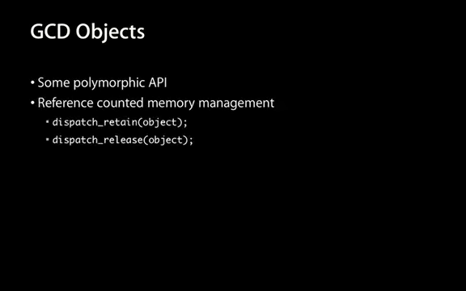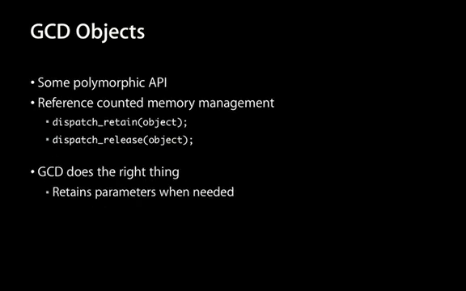All right, so GCD objects. Let's talk about some shared concepts. We have some basic polymorphic API among our types. For example, dispatch objects are reference counted. We have dispatch retain, dispatch release. You can retain and release objects just like you would with Cocoa. And GCD does the right thing with the parameters that are passed to it. So if a queue is passed to dispatch async, the queue will be retained throughout the usage of that block. I'd like to point out that dispatch objects do not participate in garbage collection at this point in time. And there are a few other shared functions which we'll talk about tomorrow.